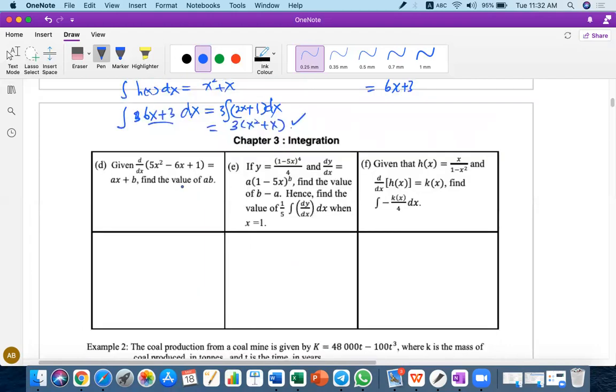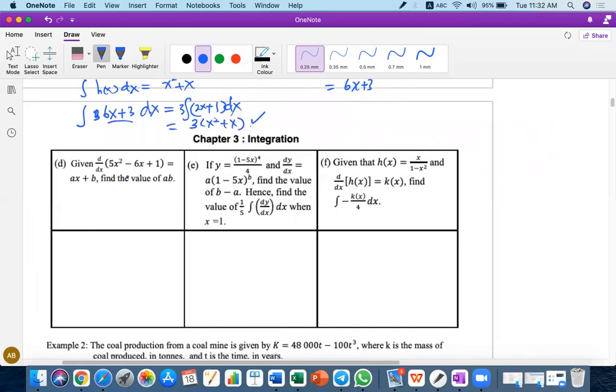Find the value of A times B. If the derivative is Ax plus B, what's the value of A times B? So if we differentiate, you get 10x minus 6. So A will be 10, B will be negative 6. So A times B is negative 6 times 10, so it's negative 60.